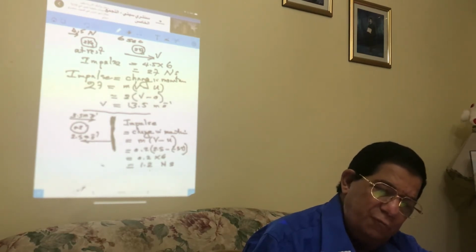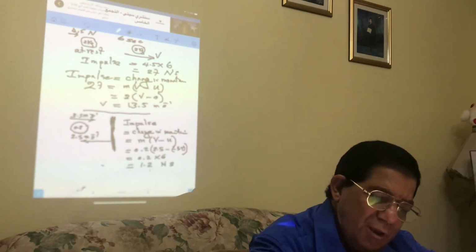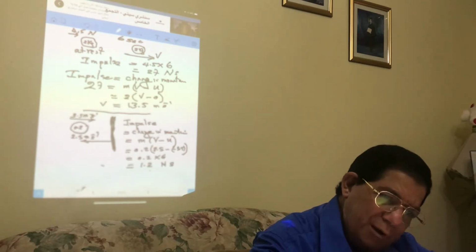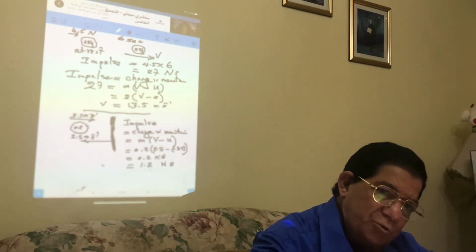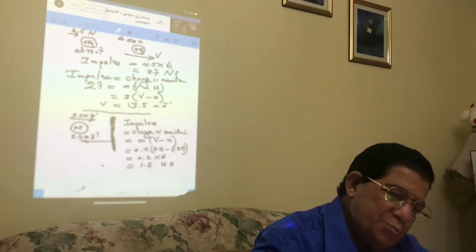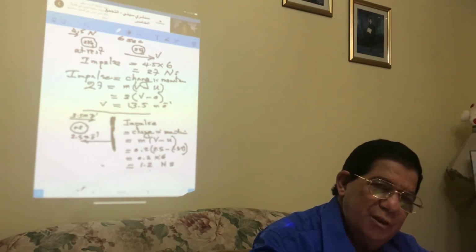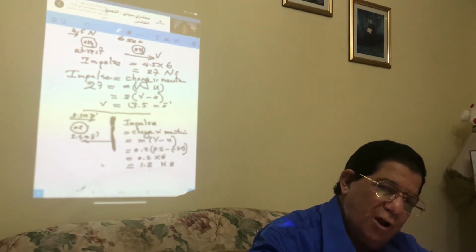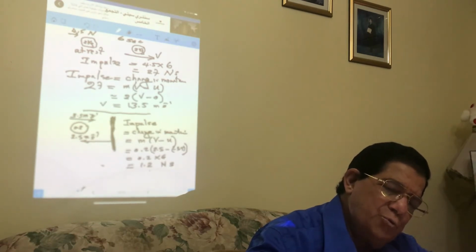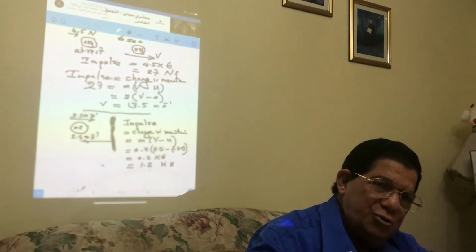The important thing from these two examples, I would like to say this, that when we calculate impulse, if the two velocities are in the same direction, assuming that this body at rest has a velocity 0 to the right, and now it has a velocity v to the right, then impulse equals the mass times the difference between the two speeds. The larger minus the smaller.